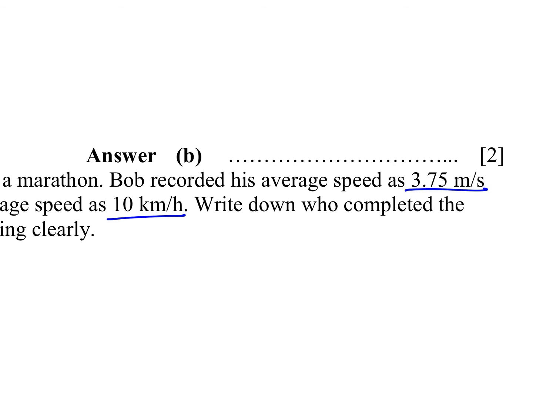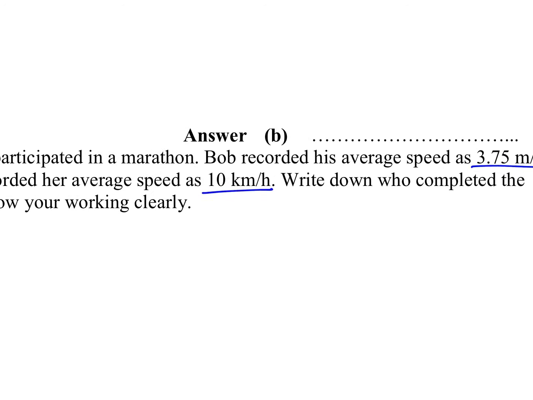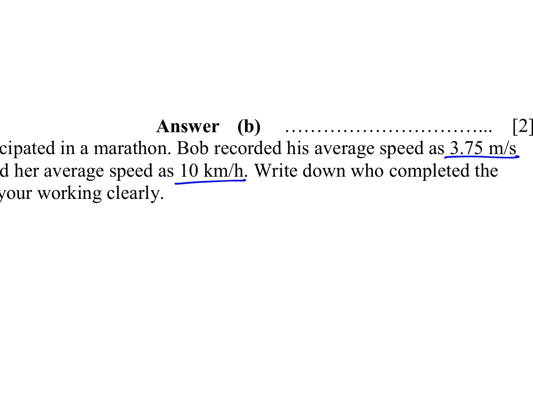So which one do you prefer? Do you want to change kilometer per hour to meters per second, or meters per second to kilometer per hour? We choose to change kilometer per hour to meters per second, it is easier. So 10 kilometer, 1 hour. I want to change to meters, so I times 1,000. Then 1 hour has how many seconds? 3,600. If not, you times 60 times 60. Then you key this whole thing into your calculator.